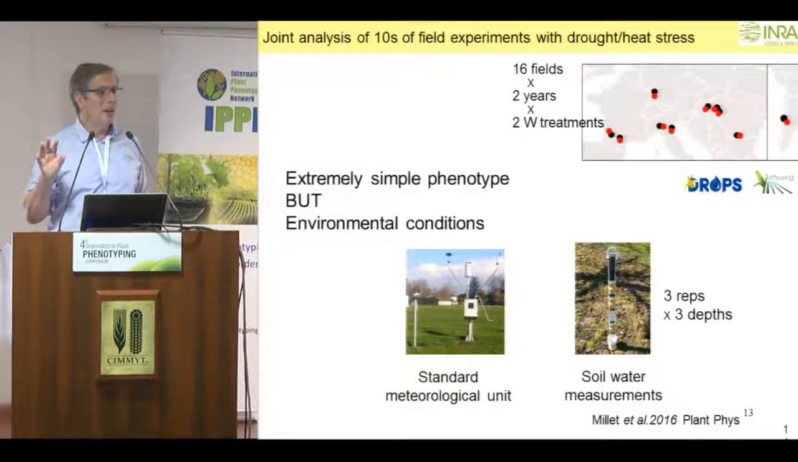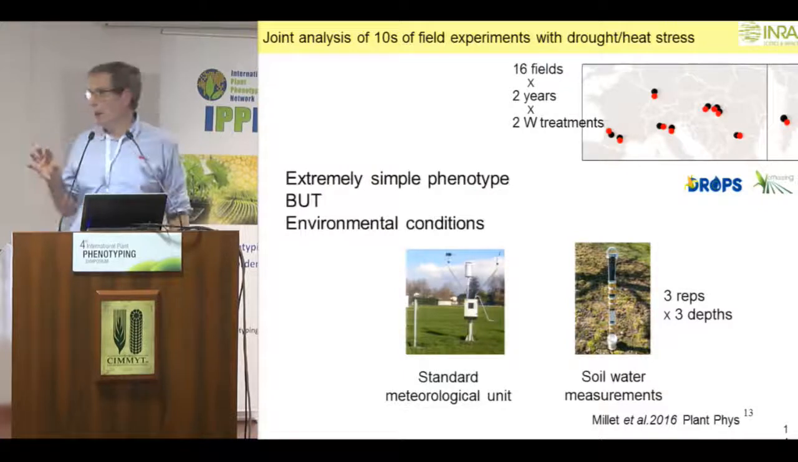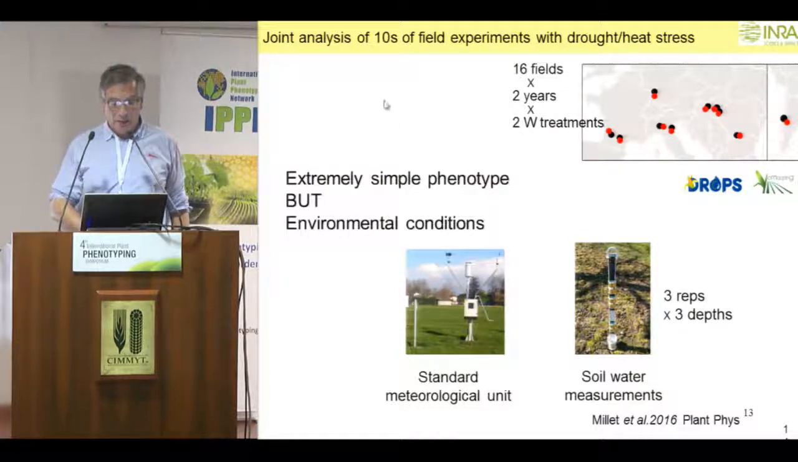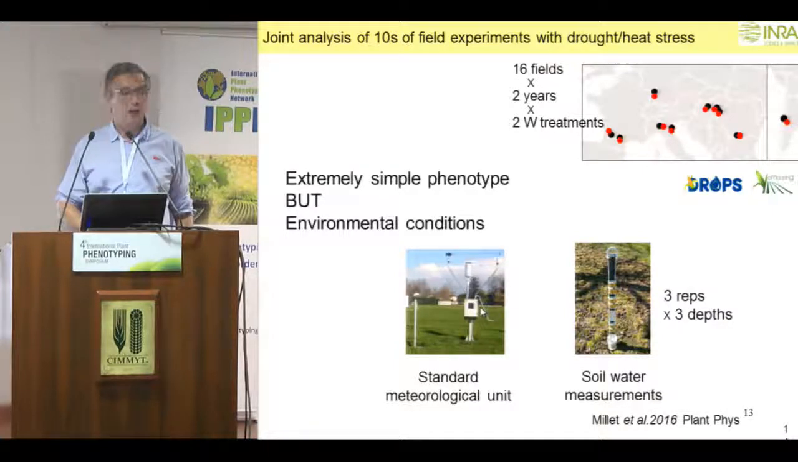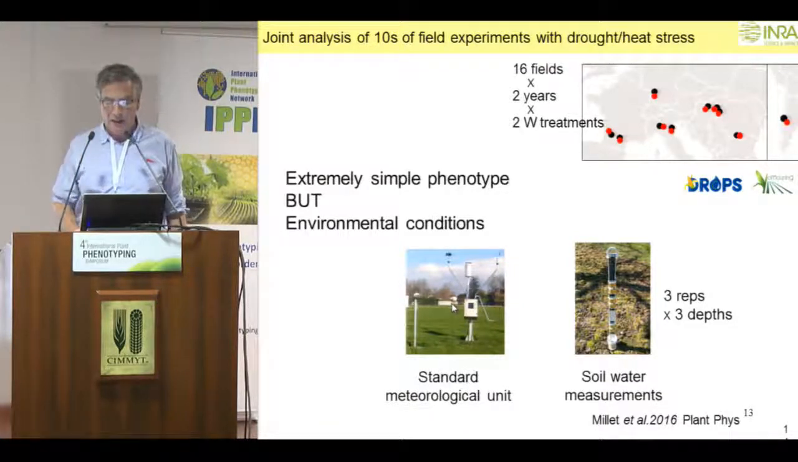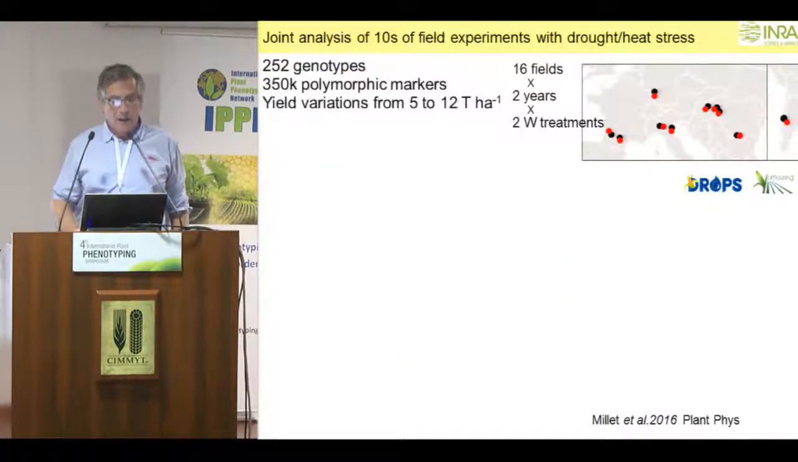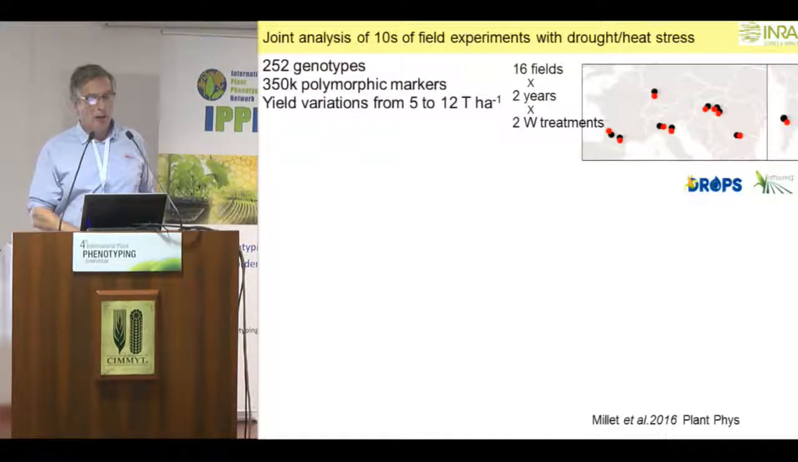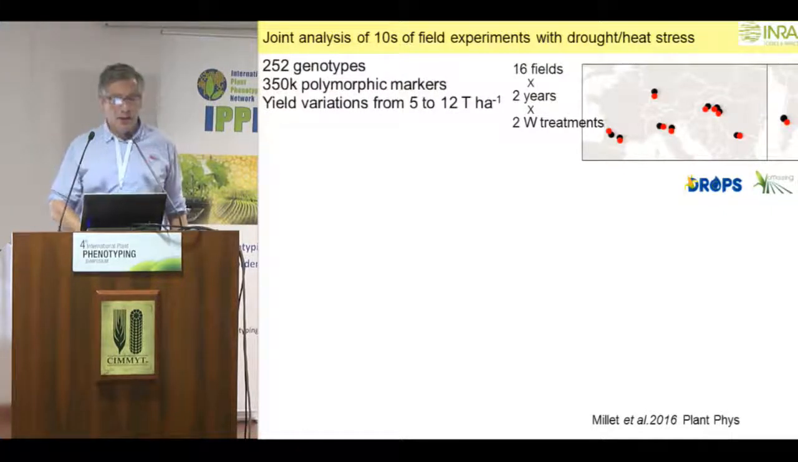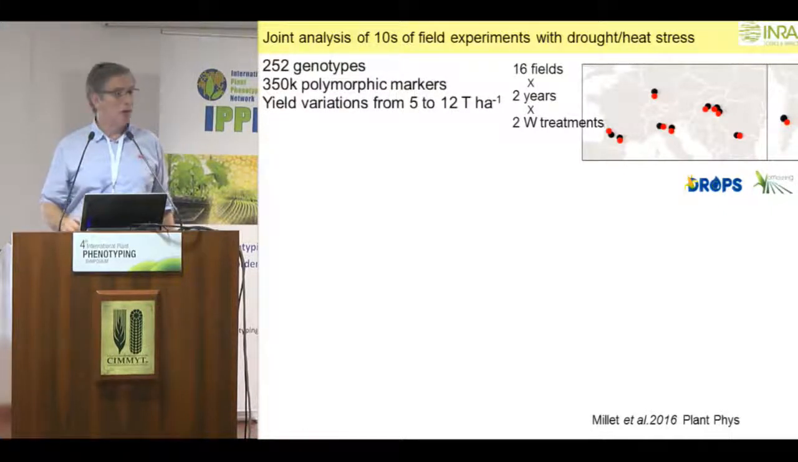The only thing is that we asked to have a decent environmental characterization. So this costs, if we talk of a cheap phenotyping, about 300 euros, so it's decent. But it's work. But I think you will see that it's helpful. So we had the 252 genotypes. That's an old slide, so we have now more than 8,000 markers, and we had yield variation from 5 to 12 tons, depending on the sites.